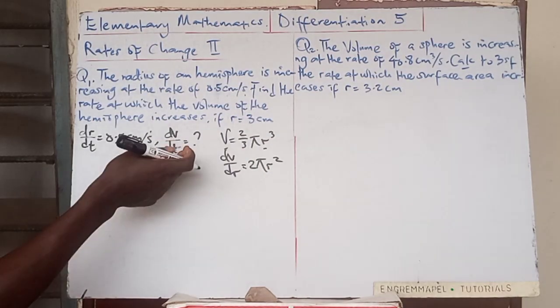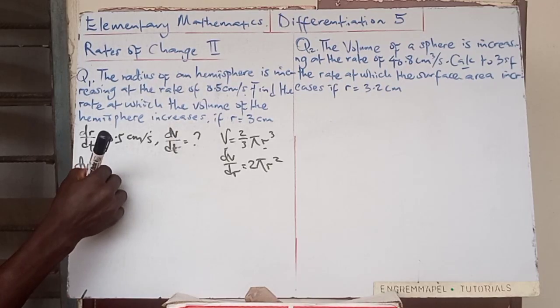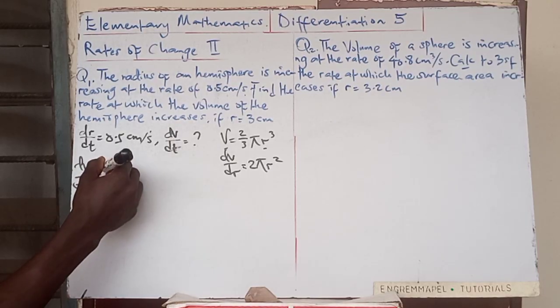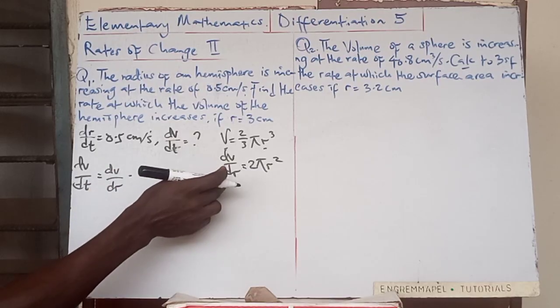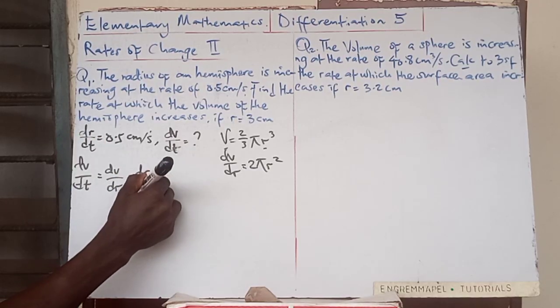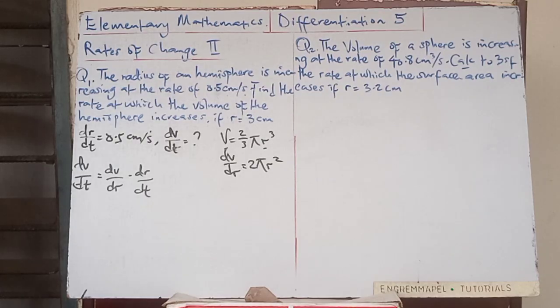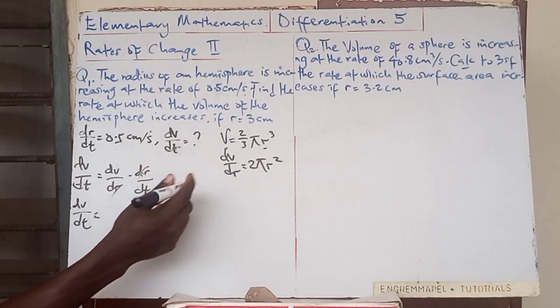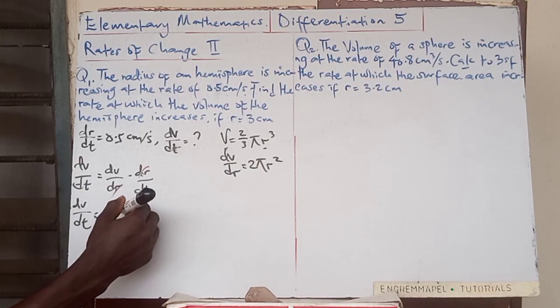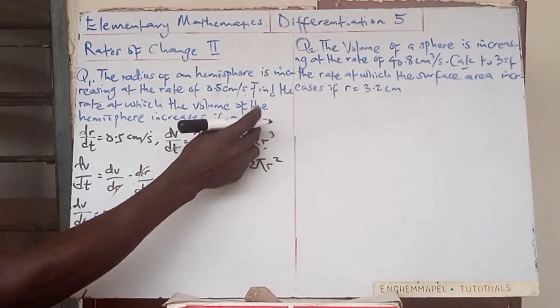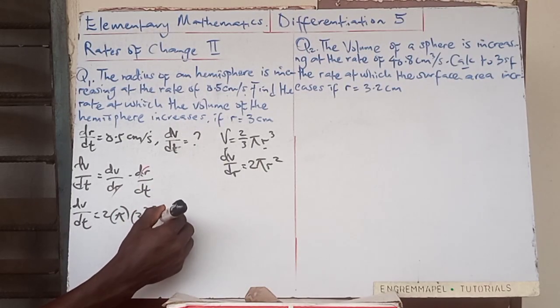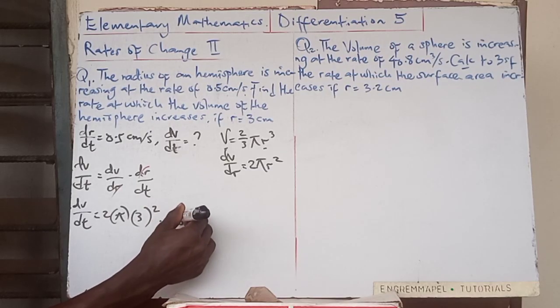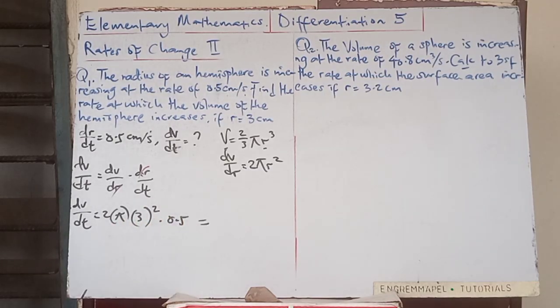So now we can get our dV/dt. According to the function of a function or chain rule, dV/dt is dV/dr, which is this, multiplied by dR/dt, in a way that if you cancel dR, you still have your dV/dt back. So that means you are good to go. Let's insert. dV/dt equals, what's our dV/dr? This 2 pi r, what's our r? 3, then squared, multiplied by dR/dt, which is 0.5.